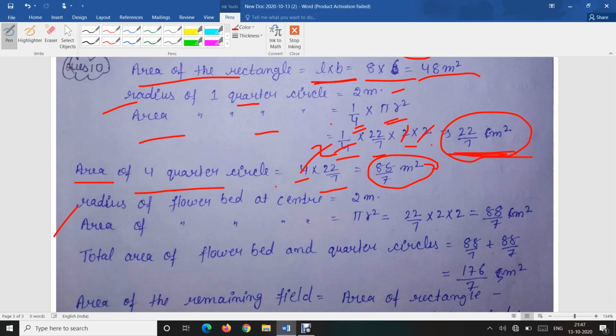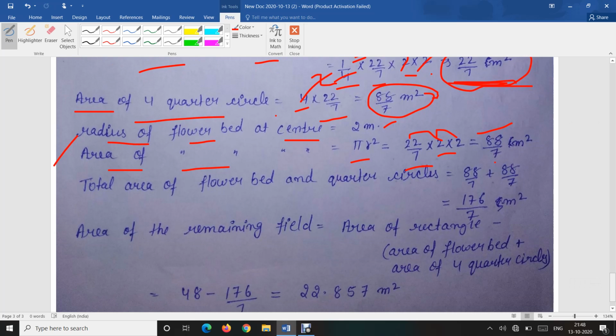After that you have to find out the area of the flower bed, which is in the center and is in the form of a circle. So the radius of the flower bed at the center is 2 meter, which is given. Area of flower bed is pi r square. So 22 upon 7 multiplied by 2 multiplied by 2, which is 88 upon 7 meter square. So the total area of the flower bed and the 4 quarter circles is 88 upon 7 plus 88 upon 7, which gives 176 upon 7 meter square.